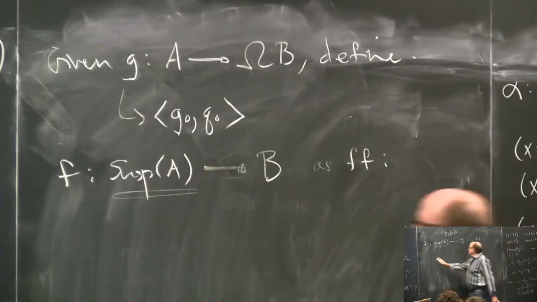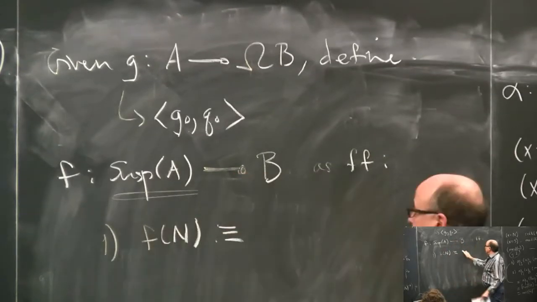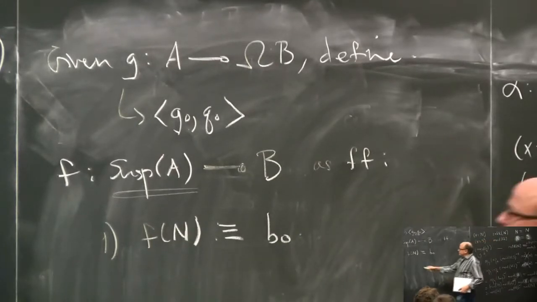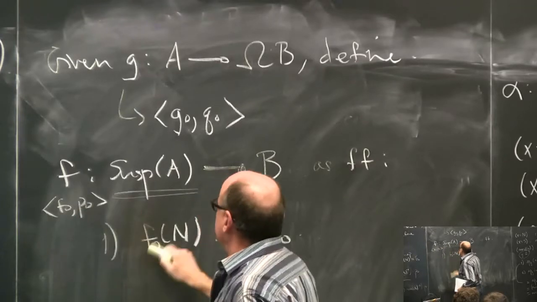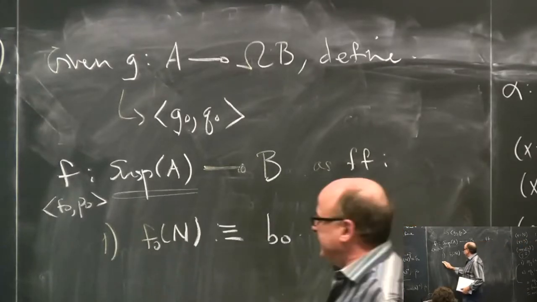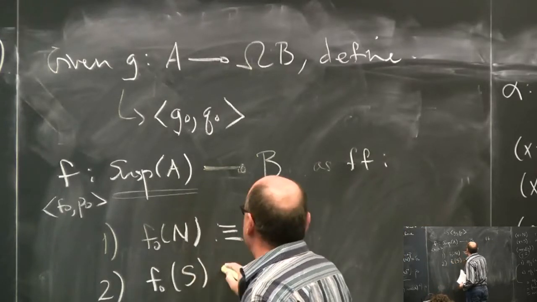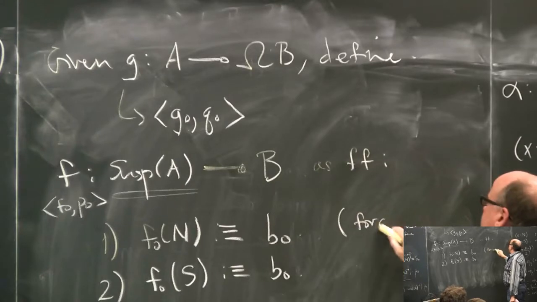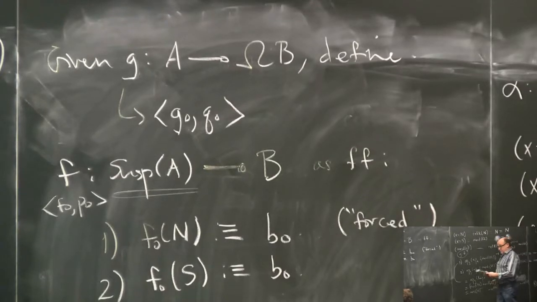So let me write it out like this. F of N is going to be definitionally equal to B naught. If you really want to make me do this right, I'm defining F naught and P naught here, and then it's really F naught of N is B naught, if we want to be meticulous about that. I told you there's something a little not smooth about those notations. And what does F naught of S do? That is also going to go to B naught. It's not forced, but it's the obvious thing to do. It's supposed to be base point preserving, so you just make it base point preserving.